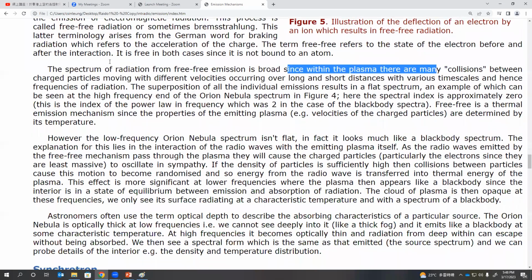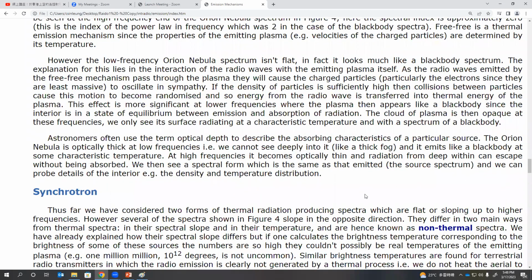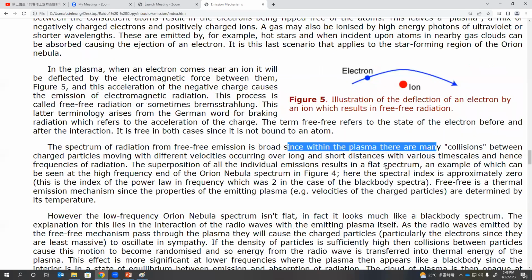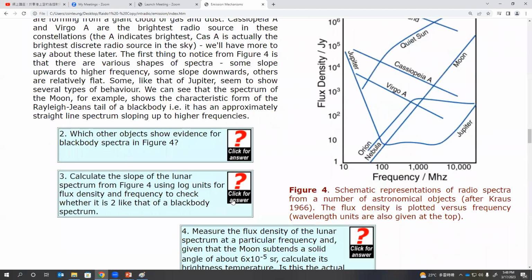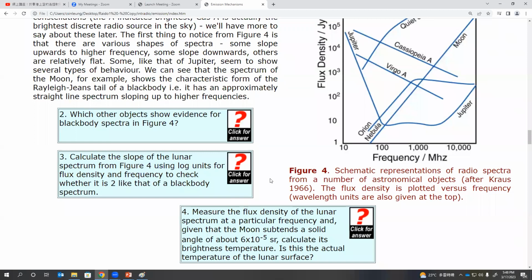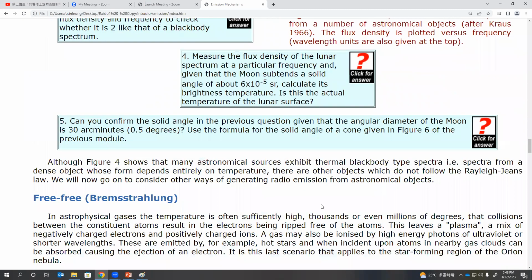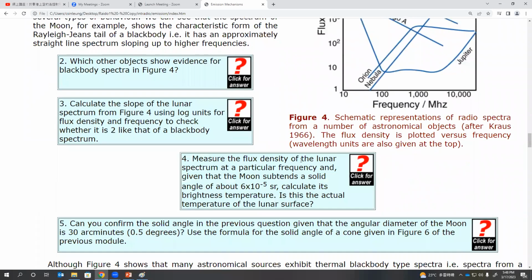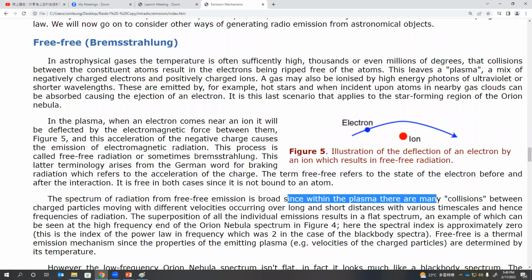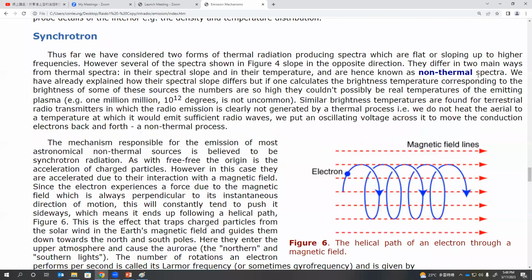Like the case in this diagram, you see at low frequency the Orion Nebula follows the blackbody thermal radiation, but the other part corresponds to a different mechanism. And one more, like Cassiopeia A and Virgo A, the trend is in the reverse direction, definitely not related to thermal. If not thermal, what will happen? We have another emission mechanism, so-called non-thermal radiation.